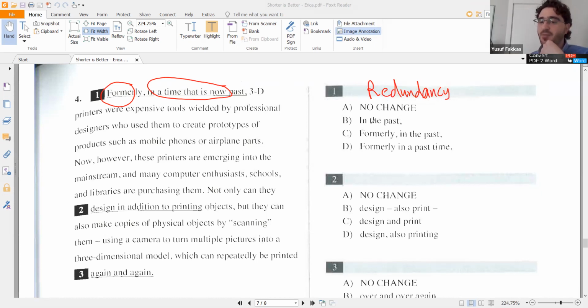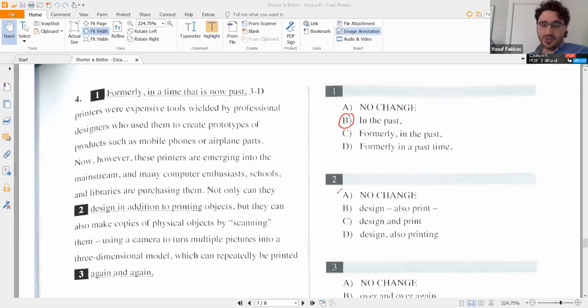That's redundancy, right? We need only one of these. So we either use in the past alone or just formerly alone. And the only option that gives us one expression is B. So B is the right answer. Shorter is better. As simple as that. So the answer for number 1 in this paragraph is B.